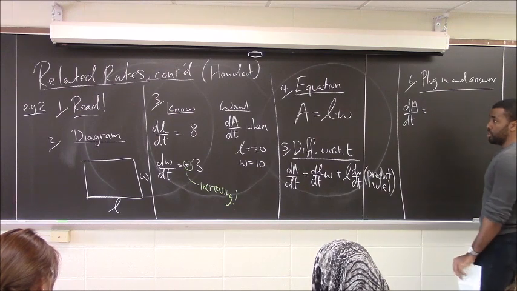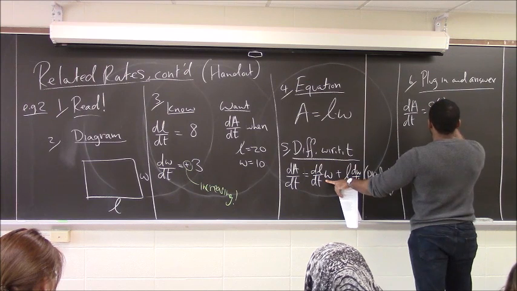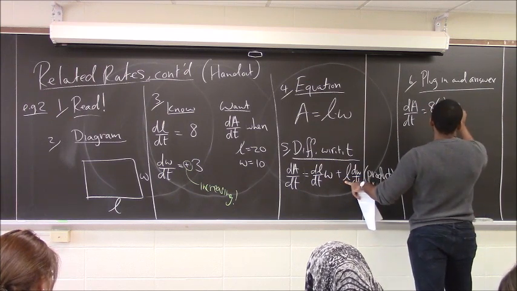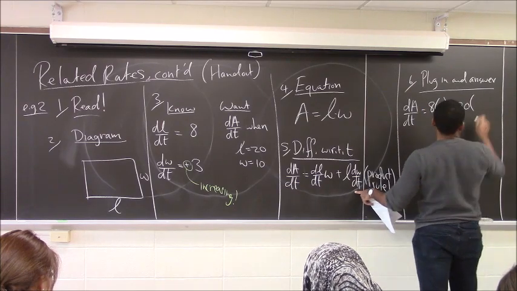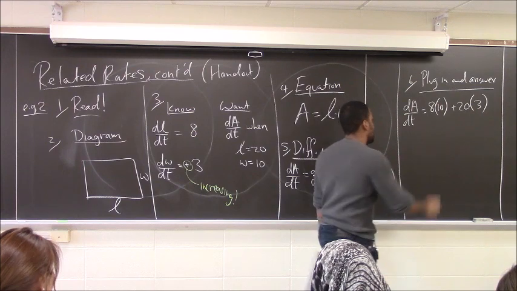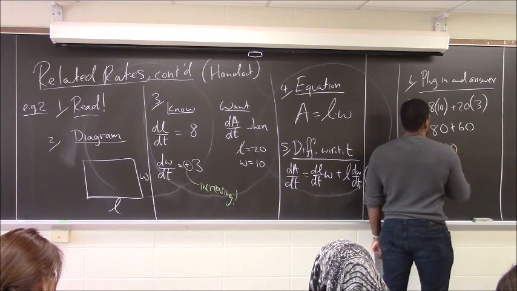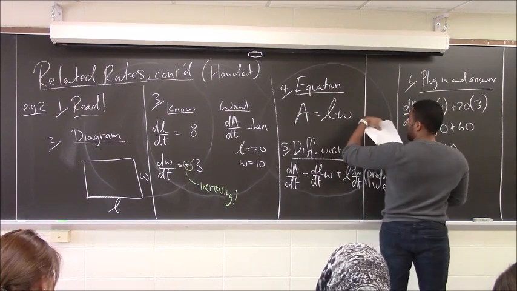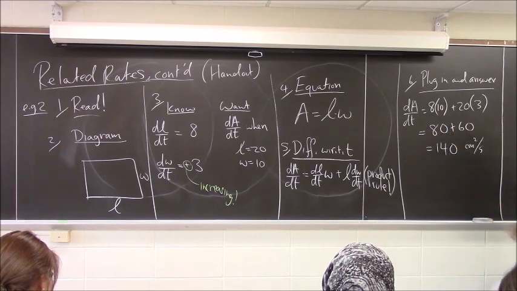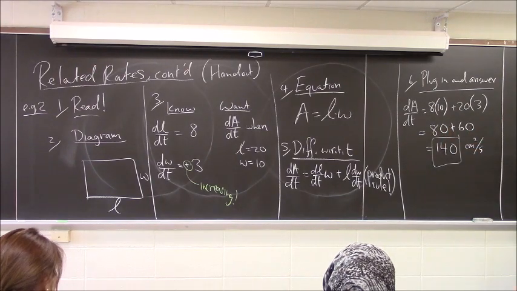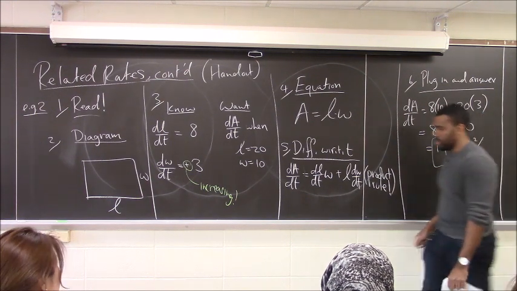So we simply go and plug those in. dL/dt is 8. W is 10. L is 20. And dW/dt is 3. So this will be 80 plus 60, which is going to be 140. And this is centimeters squared per second. I don't necessarily care about the units. Units are important for a reason, which we'll talk about, but in the answer, I'm not going to care about units.